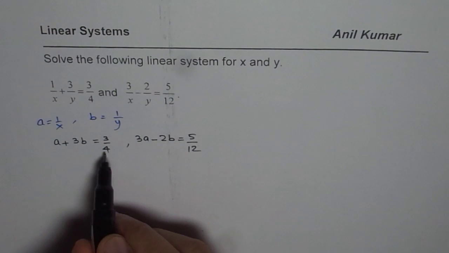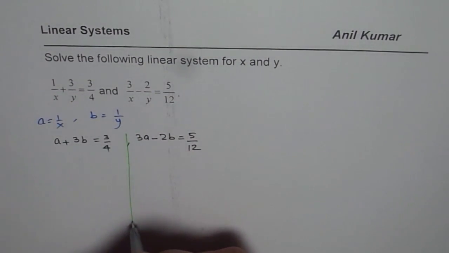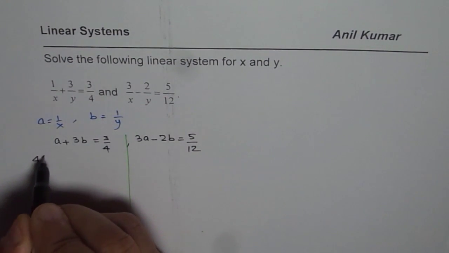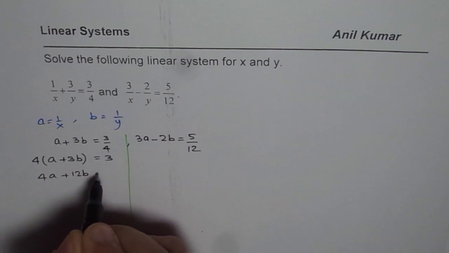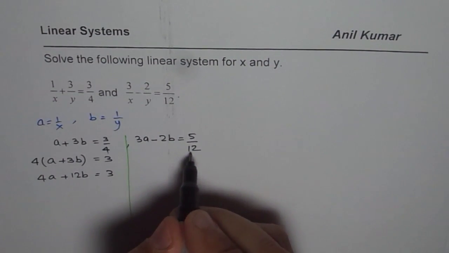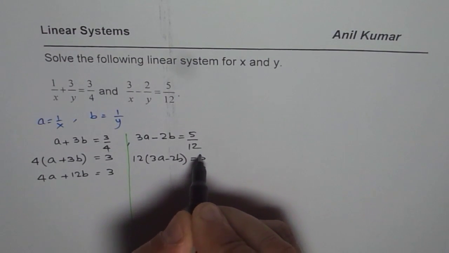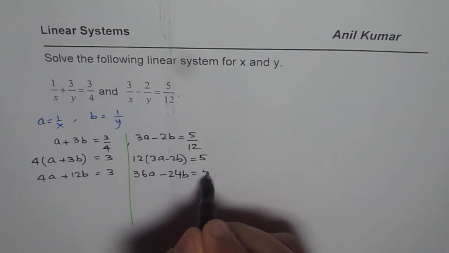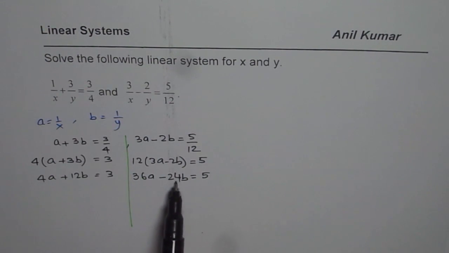Now let's get rid of the fractions. We'll multiply by 4 on both sides of the first equation. We are working with two equations. First, let us simplify these equations, then we will eliminate or substitute. If I multiply by 4, I get 4 times (a plus 3b) equals 3, or 4a plus 12b equals 3. On the other hand, if I multiply by 12, I get 12 times (3a minus 2b) equals 5. 12 times 3 is 36a minus 24b equals 5. So these are my two equations to work with. Here we have 4a and 12b, and there we have 36a and minus 24b.